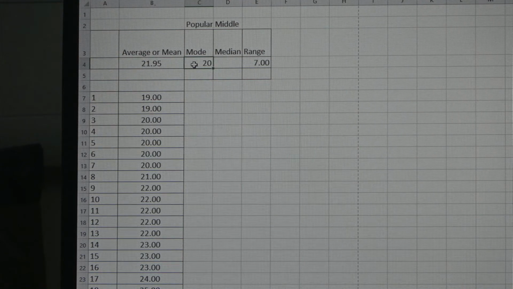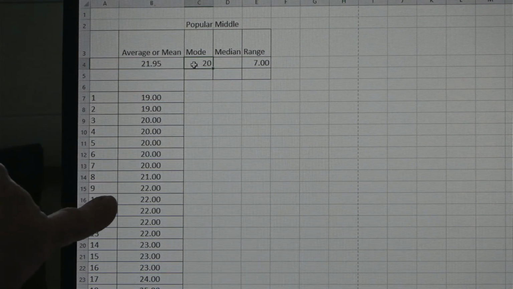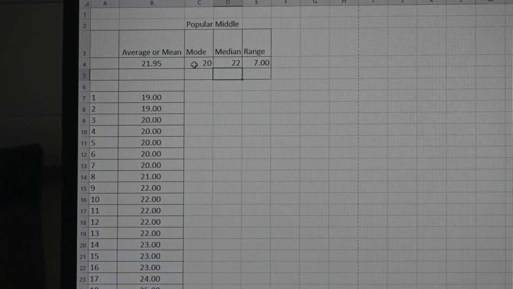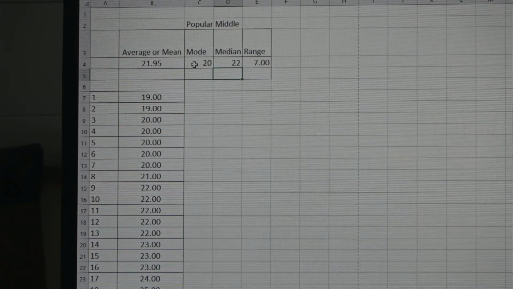And the median is the middle one. The middle is between these two. So the median is 22. Okay, so now we've got an average or mean, the mode, median and the range. So this one's got a much bigger range than on the other one. Okay, so what we're going to do with this, we're going to work out the percentage of calcium carbonate in the tablet. Calcium carbonate is the stuff that makes the gas. But to do that, we need to do an equation.